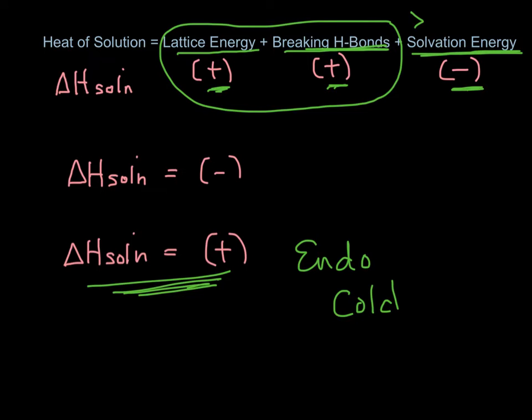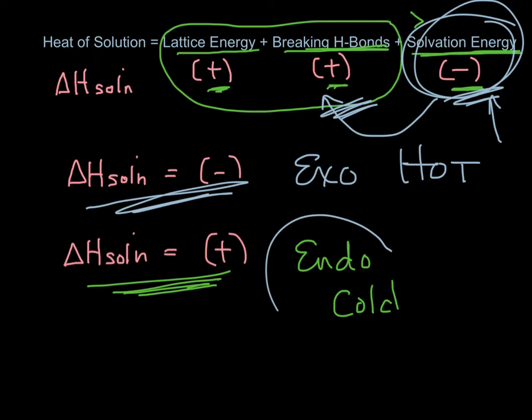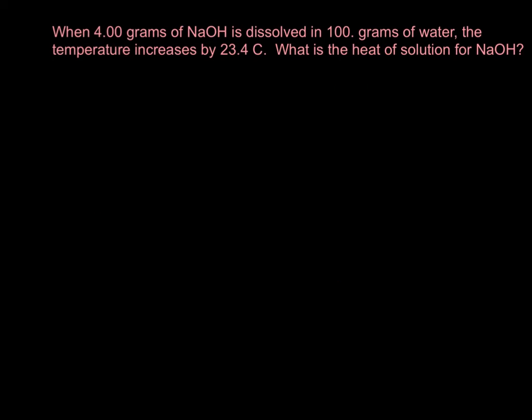But if this is bigger than those 2 things, then your heat of solution is negative, and you have an exothermic reaction, and your solution gets hot. Now, we're not actually going to calculate which are bigger. We're just going to look at reactions or processes and say, oh, that got hot. It's exothermic. Solvation energy must be bigger. Or, oh, that got cold. Therefore, lattice energy and breaking hydrogen bonds is bigger. Okay? Let's try an actual problem.